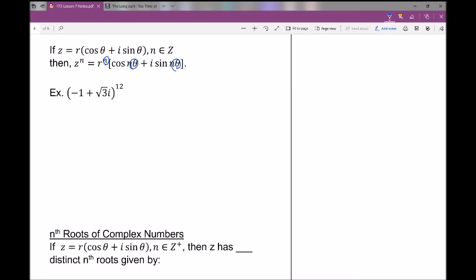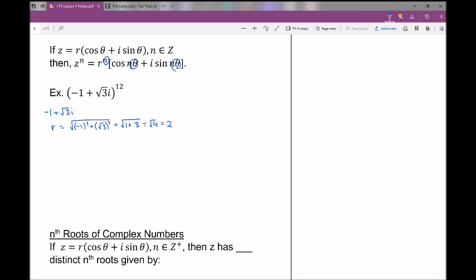So first we need to change negative 1 plus the square root of 3i into polar form. So to do that, the first thing we need is its radius. So the radius is the square root of negative 1 squared plus the square root of 3 squared. And so if we simplify this, it gives us the square root of 1 plus 3, which is the square root of 4, which is 2. Sorry, that shouldn't be a plus. It should be an equals. Okay, so our radius is 2.